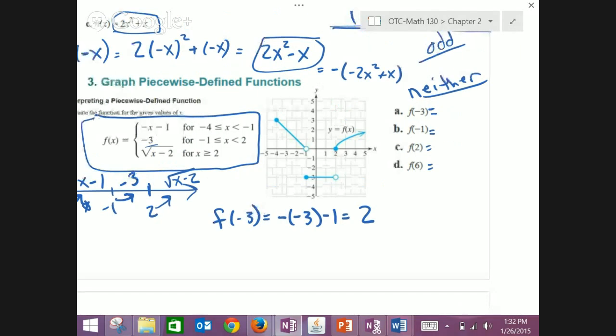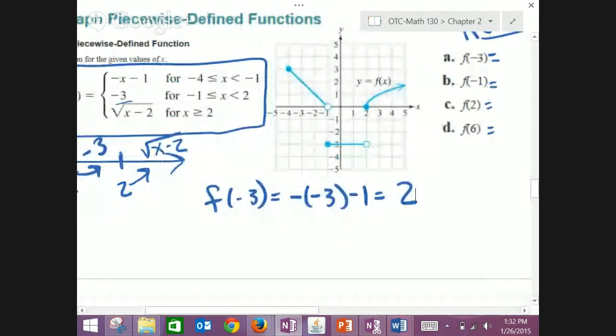So, I mean, part of it is exposure. If you're seeing it for the first time, it's going to take some time. If you do it 500 times, it's going to probably take a little less time. What this is saying is from minus 4 to minus 1, the function has a relationship minus x minus 1.